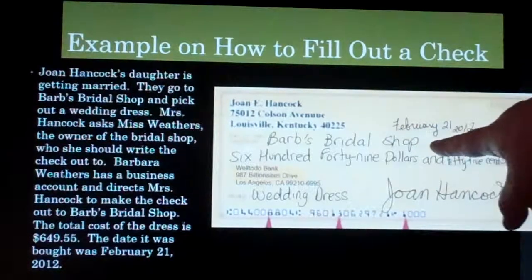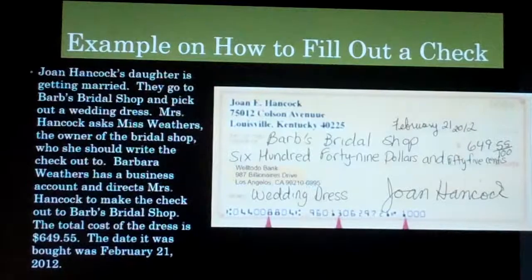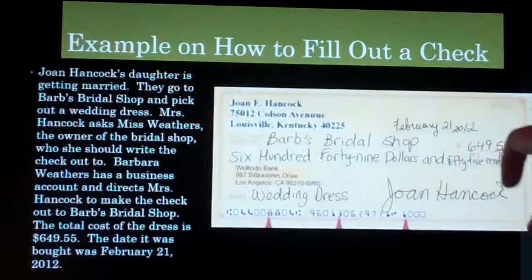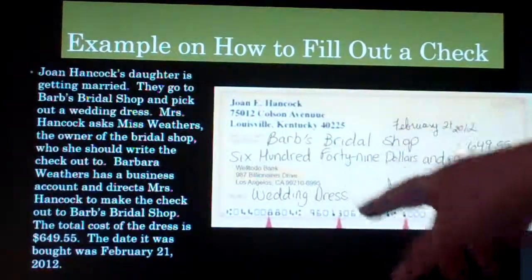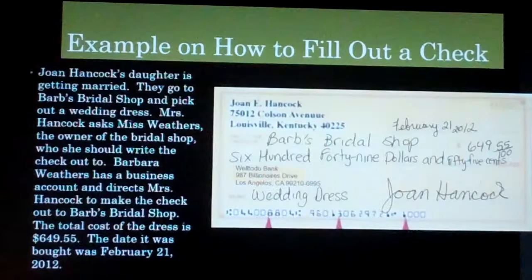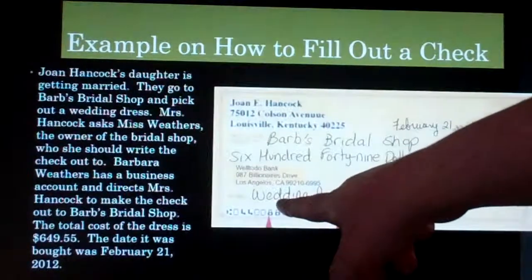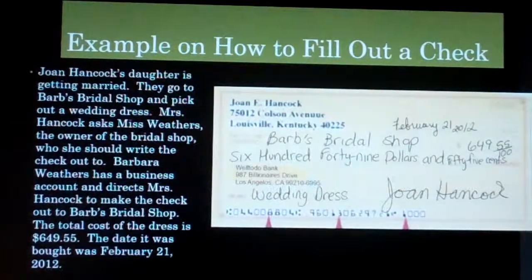It's usually better to put a line on any area that's there to fill in. $649.55 over 100. And then you write in words $649.55. It was for a wedding dress, and then Joan Hancock signs the check.